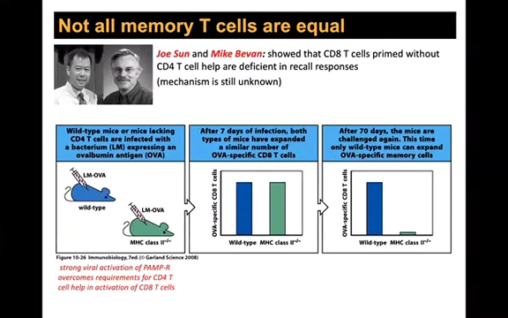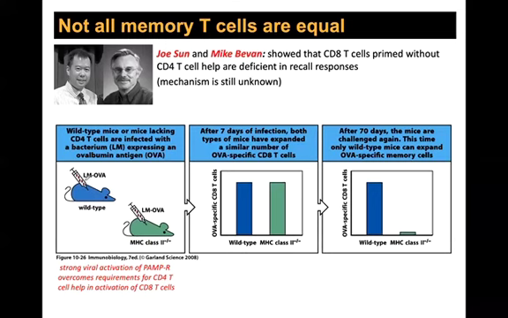So then we came to helpless memory cells. And this was done by Joe Sun when he was in Mike Bevan's group at the University of Washington. And this really showed what the effect of CD4 T cell help is on other T cells. In particular, they were looking at CD8 T cells that got primed with and without CD4 help. The way they did this is they took wild type mice or mice that don't have MHC class II. If you don't have MHC class II, you don't develop any CD4 T cells. So it's essentially a CD4 negative mouse.